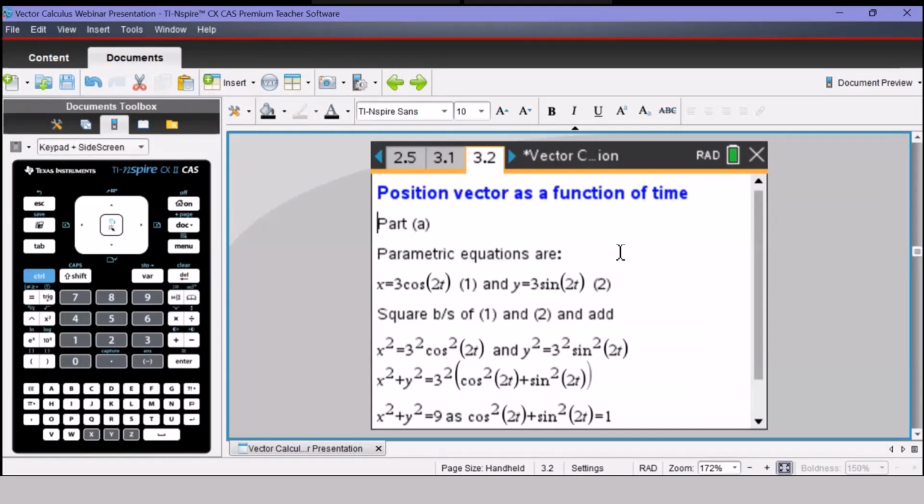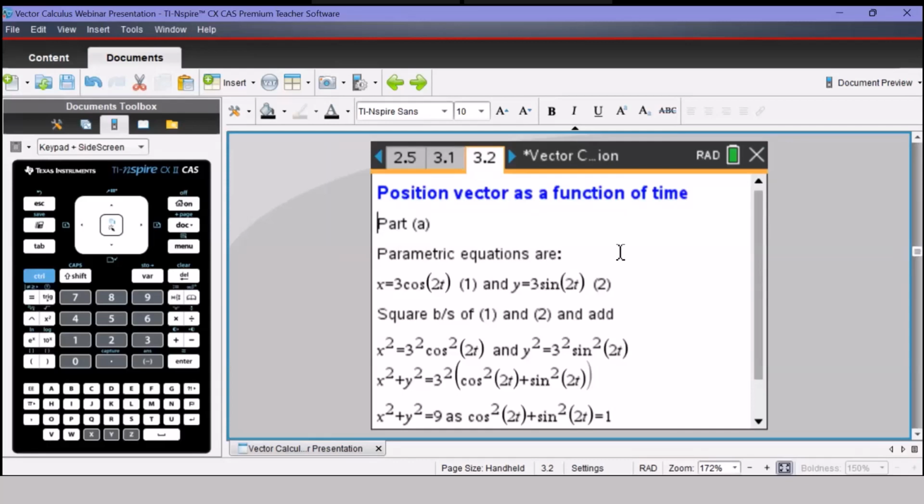This is really just a by-hand primer, so I'm not really going to be talking about CAS here. I don't think students should be using CAS here in part A, but the traditional approach is to form our parametric equations, x of t and y of t. In this instance, because we have x as a function of cos and y as a function of sine, we can square both sides and exploit the Pythagorean trigonometric identity: cos squared theta plus sine squared theta is always equal to 1.